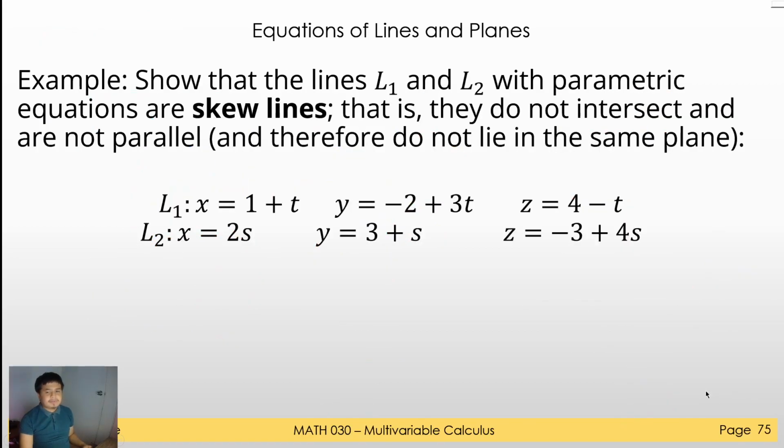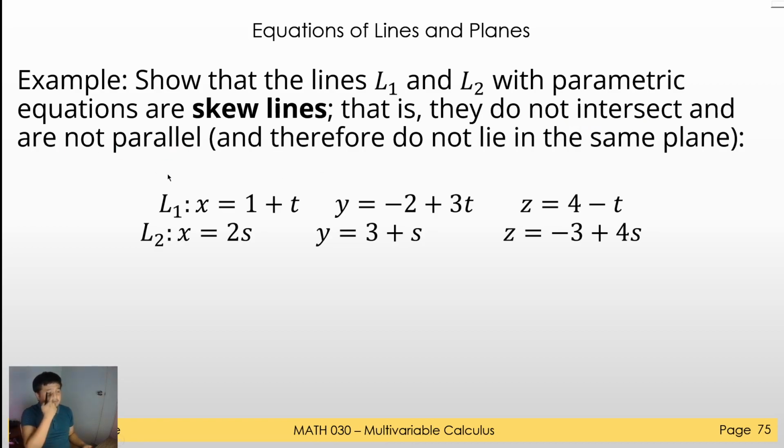And then for, I hope this is the last problem: show that the lines L1 and L2 with parametric equations are skew lines, that is, they do not intersect and are not parallel, therefore do not lie in the same plane. Okay, so we have two parametric equations of these two lines, and we want to find out if they are skew lines. If it is a pair of skew lines, then they do not intersect and they are not parallel.